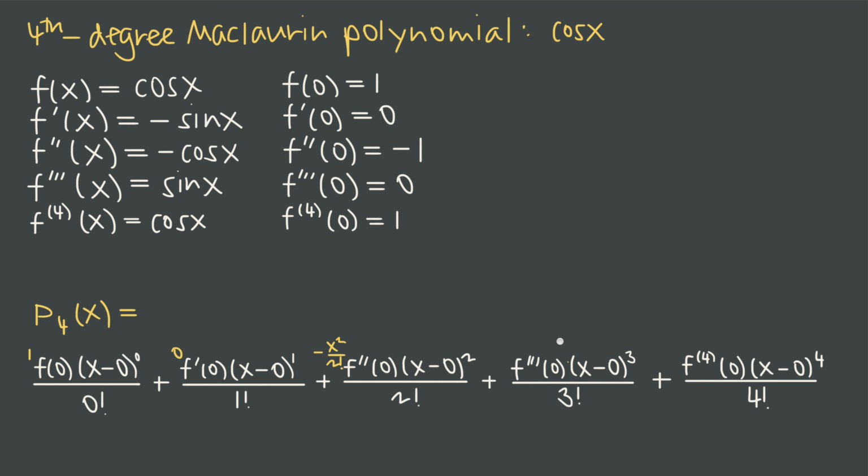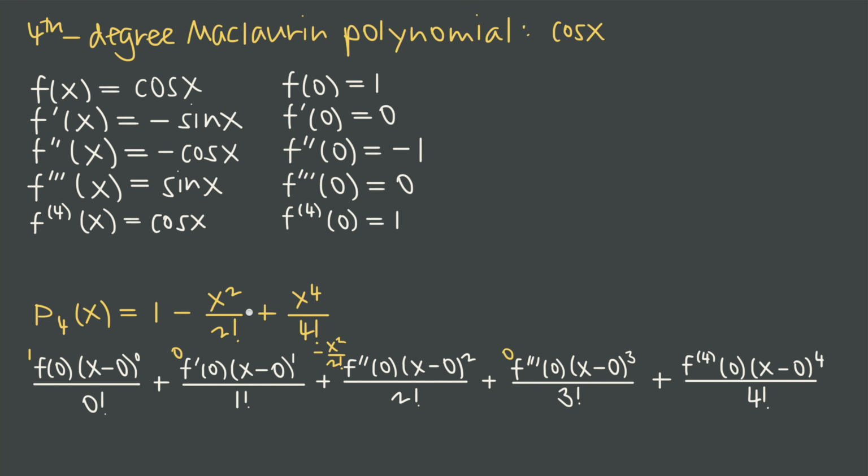The third derivative at 0 we know is equal to 0, so this term goes to 0. And here we get 1 times x to the fourth divided by 4 factorial, or x to the 4 over 4 factorial. And if we put those three remaining terms, those three non-zero terms together, our fourth degree Maclaurin polynomial for cosine of x is 1 minus x squared over 2 factorial plus x to the 4 over 4 factorial. That's what we saw in the previous section.